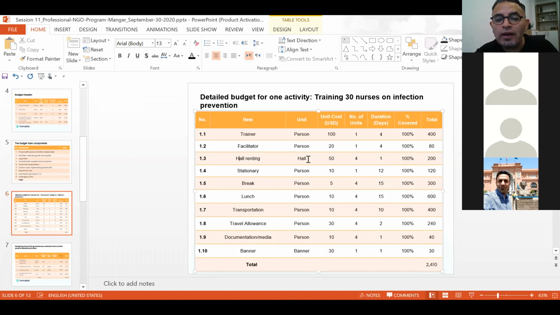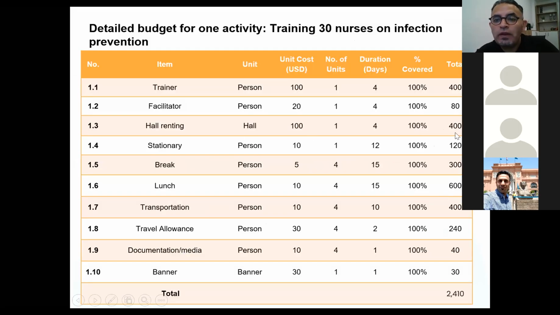The hall rent, so it's one hall. Unit cost is $50 a day. Let's say that it's $100 a day. Then we will have $100. It is only one hall rent. It's like one hall, but we need to rent it for 4 days. Then we will end up having, because it's 100%, 400 US dollars for the hall rent. So now we have changed this. So the total will be changed.